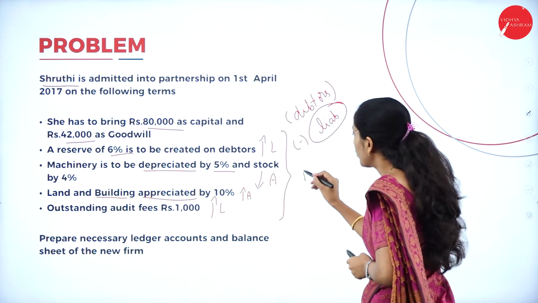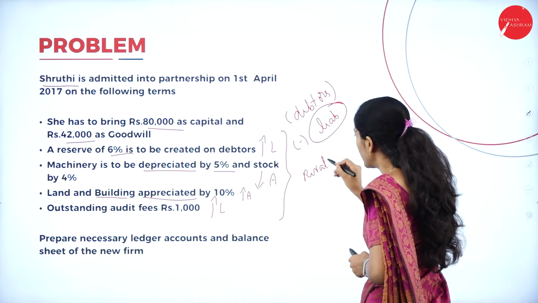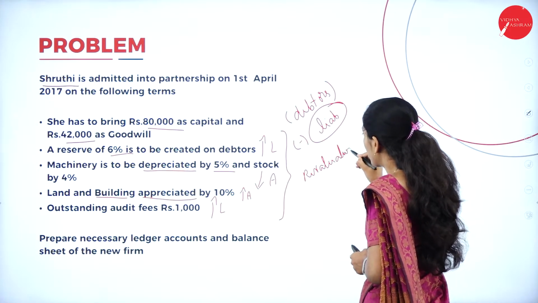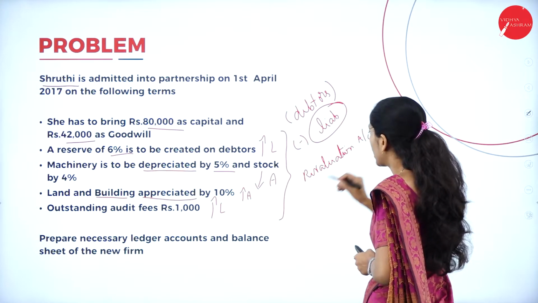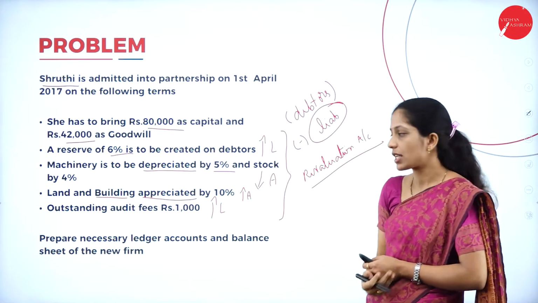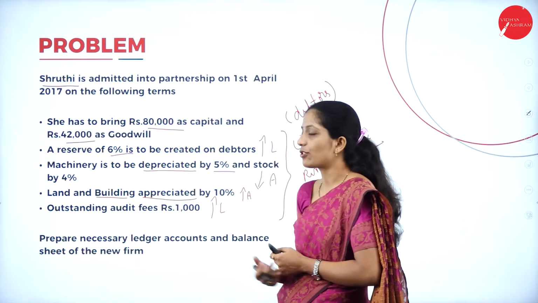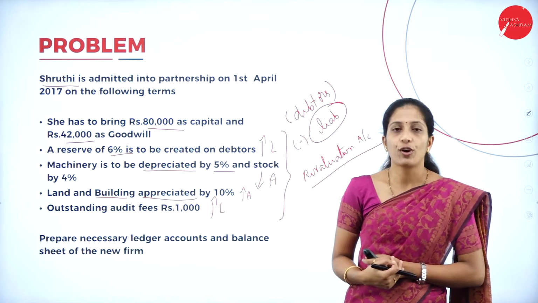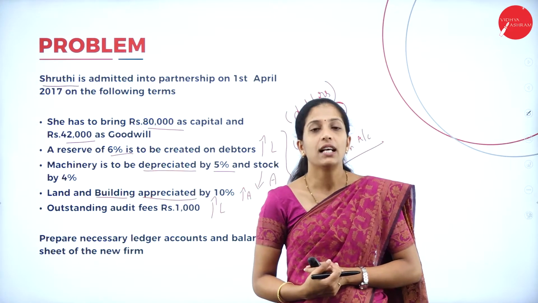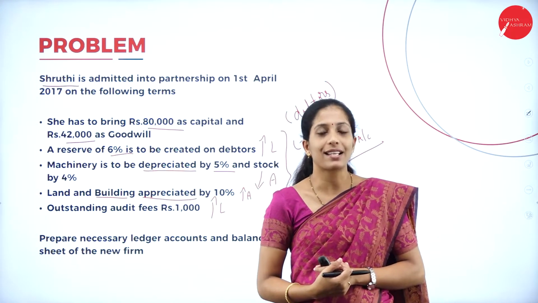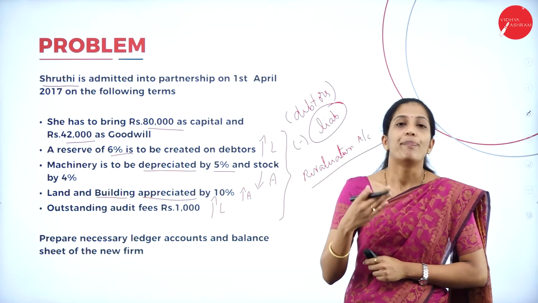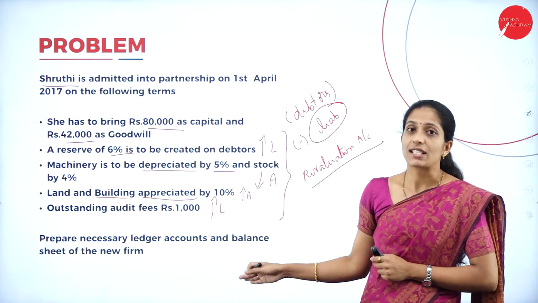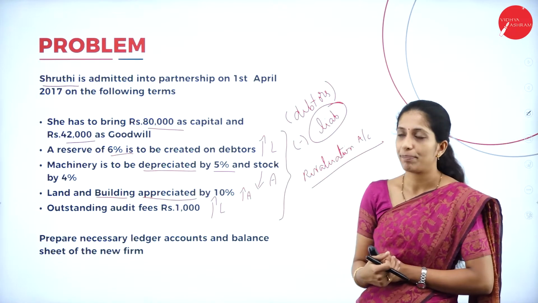Now, all these increases or decreases in assets and liabilities, where will we record them? In the revaluation account. We have already learnt about it. So, this has to be recorded in the revaluation account. Okay, next they have asked us to prepare ledger accounts and the balance sheet of the new firm. Hope you know which accounts are to be prepared: revaluation account, partners' capital accounts and bank account. And the statement we have to prepare is the balance sheet.